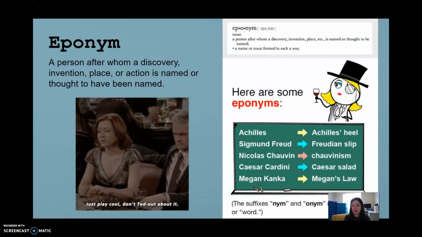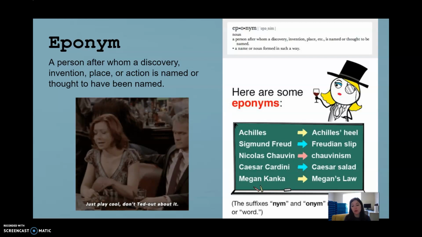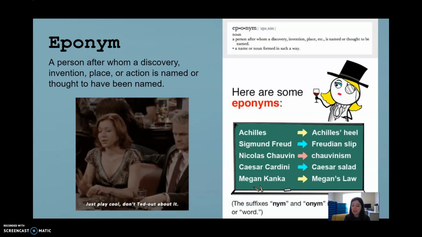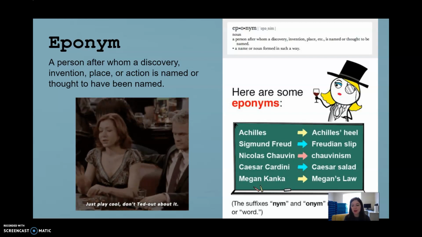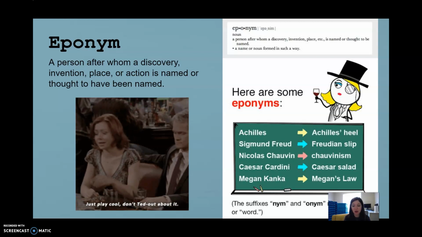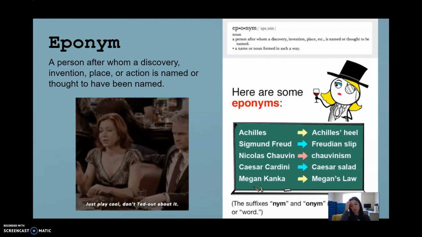And interestingly, with eponyms, if you can prove that a company name has turned into an eponym, that messes up their ability to file for copyright infringements. And so that's why it's really important in law.